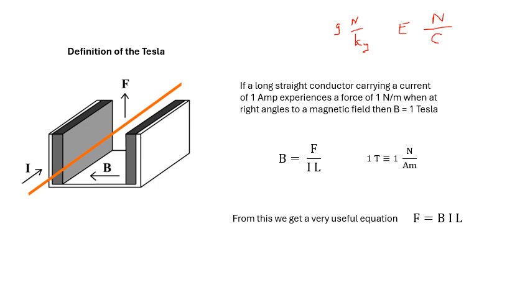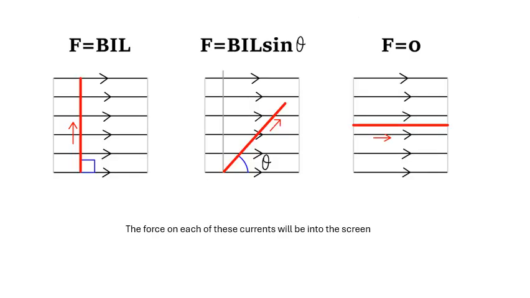Okay, so magnetic field strength can be measured in Tesla, and it can be measured in Webers per meter squared, and it can be measured in newtons per amp meter. They're all equivalent units. The Weber is actually defined in terms of the Tesla.